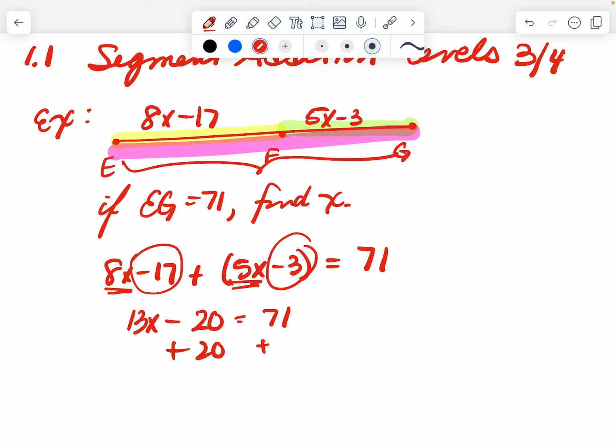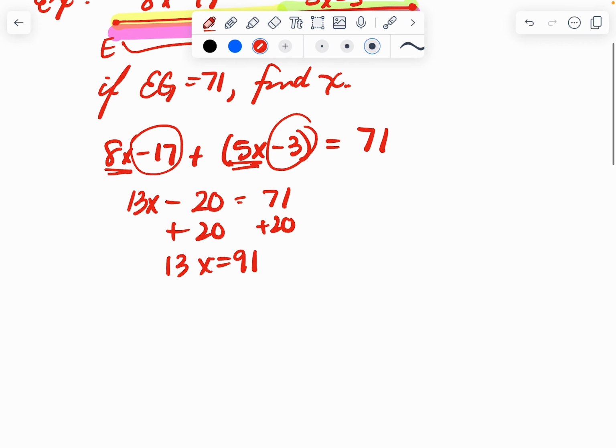Add 20 to both sides. 13x equals 91. We divide by 13, and I get that x equals 7. That's all there is to it. It's just about figuring out which pieces of the expression go where into an equation. Are they equal to each other? Are we subtracting them? Are we adding them? Just like you've done for the first two levels, except now we throw some algebra in there.